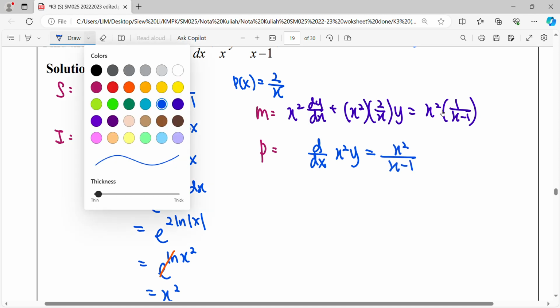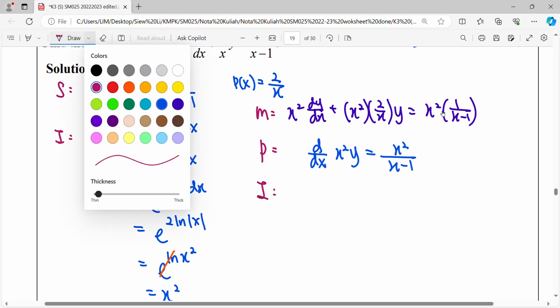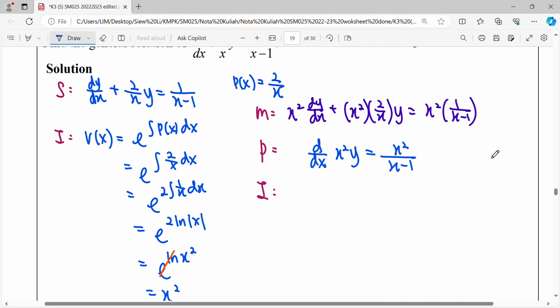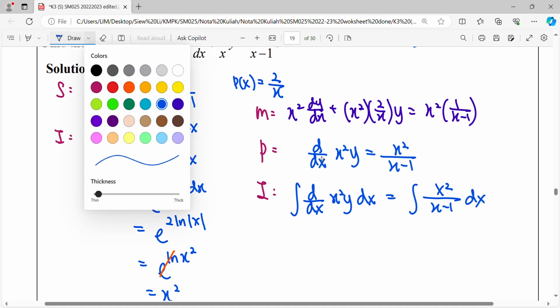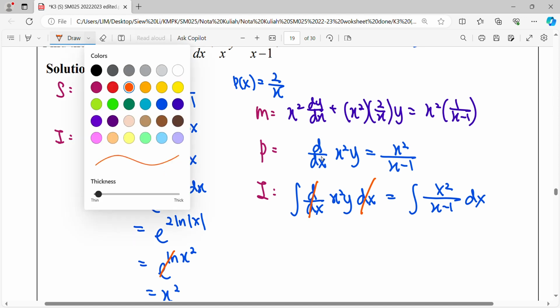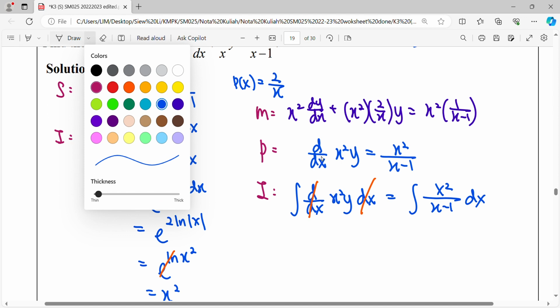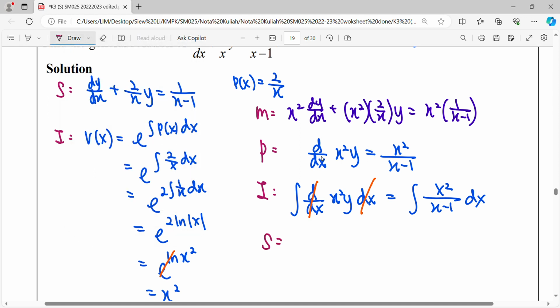Then for the next step, it will be I. I stands for integrate both sides, so that we can get rid of this d/dx to find our solution. So integrate this with respect to x. Differentiate and integrate cancel each other. It will bring us back to the solution. So the next step here will be the general solution.